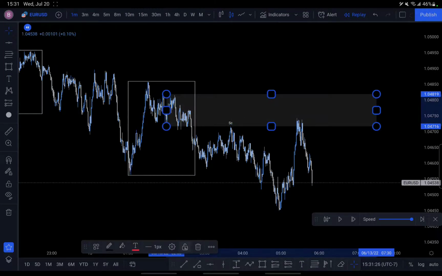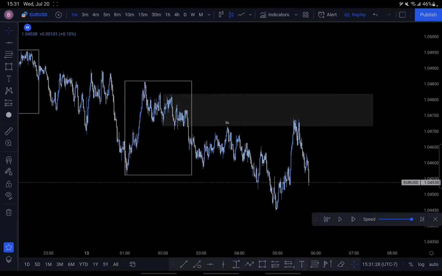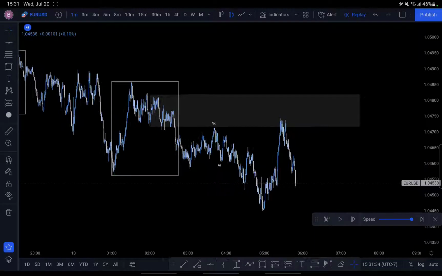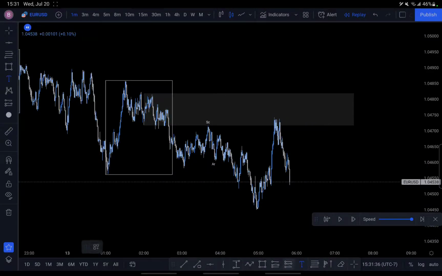Let me lock this just so it doesn't move. Okay, we have our AR here. All right, we have a secondary test, testing the supply in here.